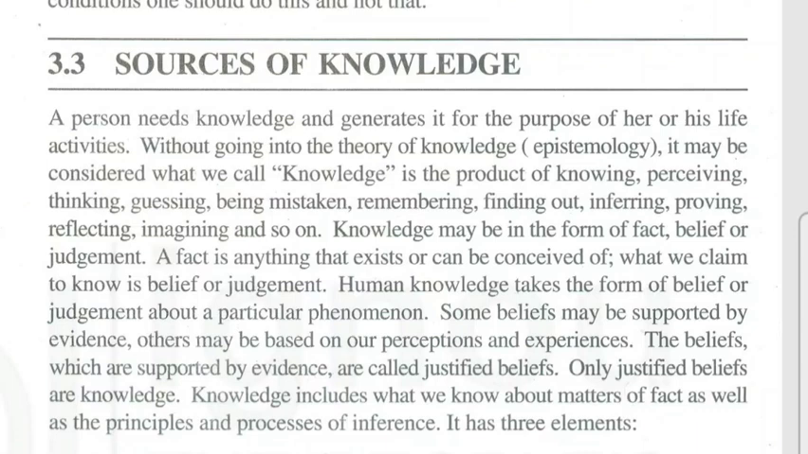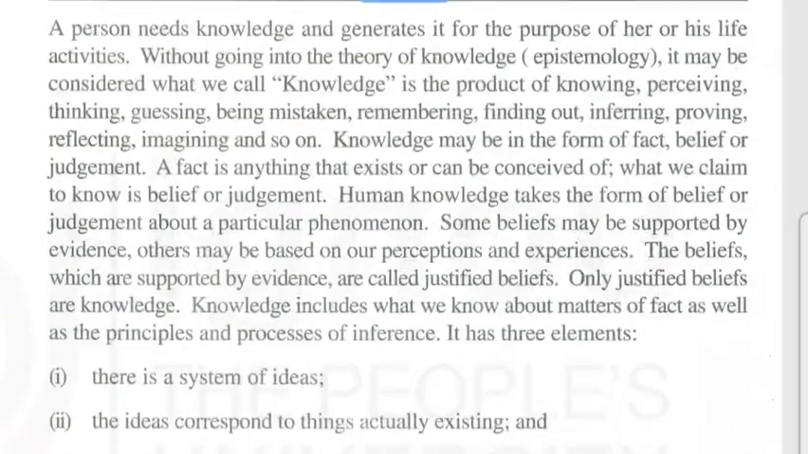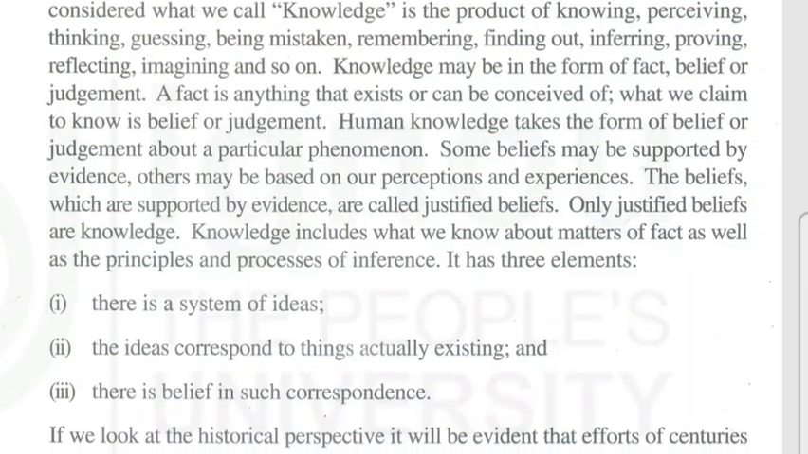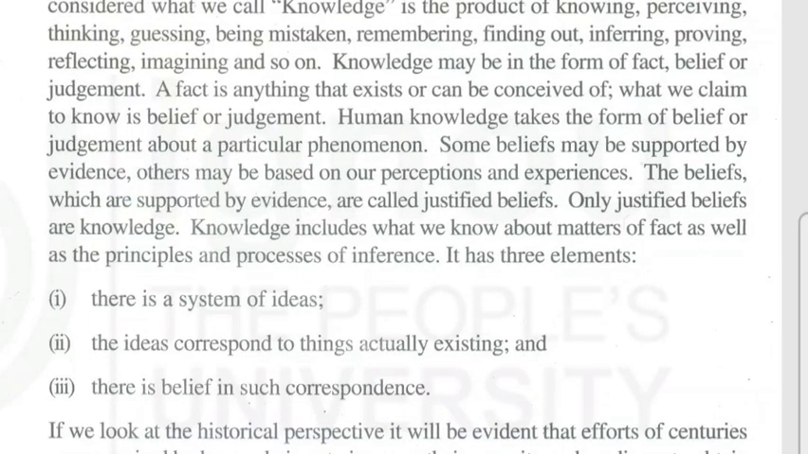Knowledge may be in the form of fact, belief, or judgment. A fact is anything that exists or can be conceived of. What we claim to know is belief or judgment. Human knowledge takes the form of belief or judgment about a particular phenomenon. Some beliefs may be supported by evidence. Others may be based on our perceptions and experiences. The beliefs which are supported by evidence are called justified beliefs. Only justified beliefs are knowledge.